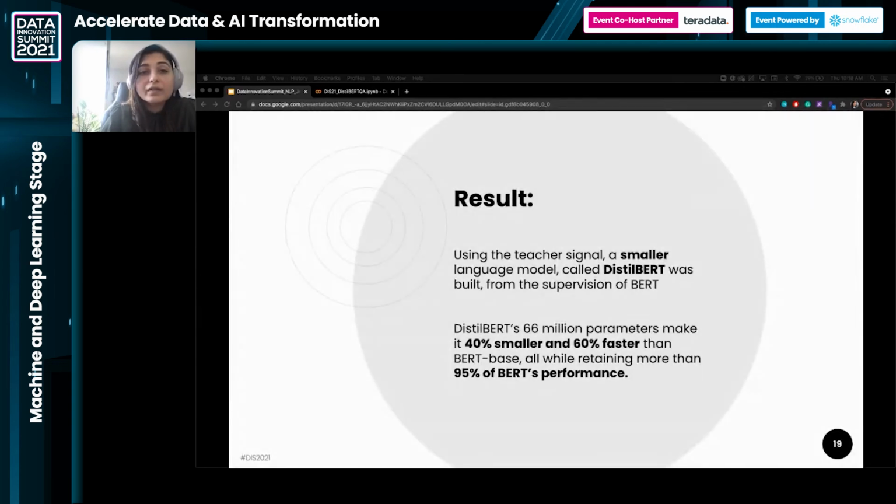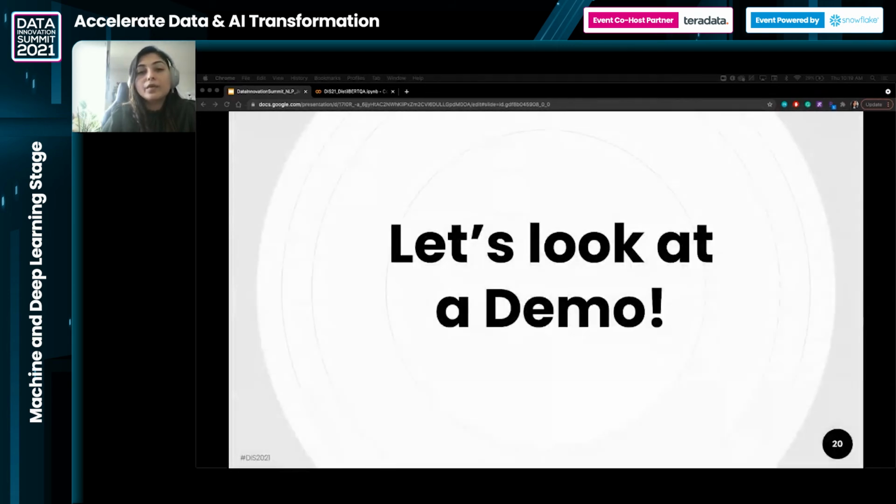And what is the result? The result is that we came across a smaller language model, DistilBERT. It's built from the supervision of BERT. It's 40% smaller, but it retains almost 95% of BERT's performance.